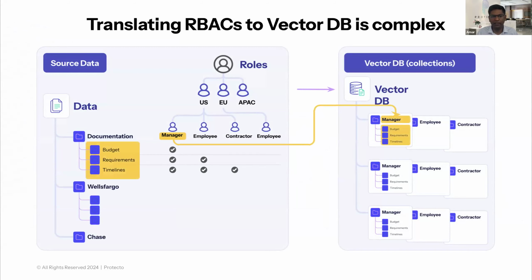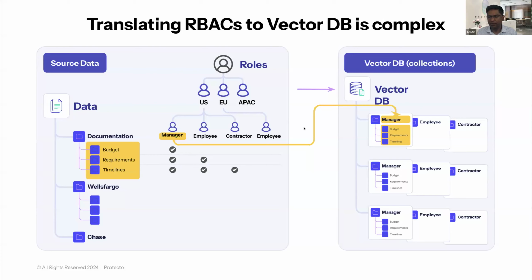Okay, so if you are trying to build this on your own vector DB, what happens is you will create separate collections for each role you are creating, right? For example, if you have documentation, Wells Fargo, things like those, and you have different roles accessing different folders, you create a separate collection for each role. And when that particular person comes and asks a question, you go fetch data from there, right?